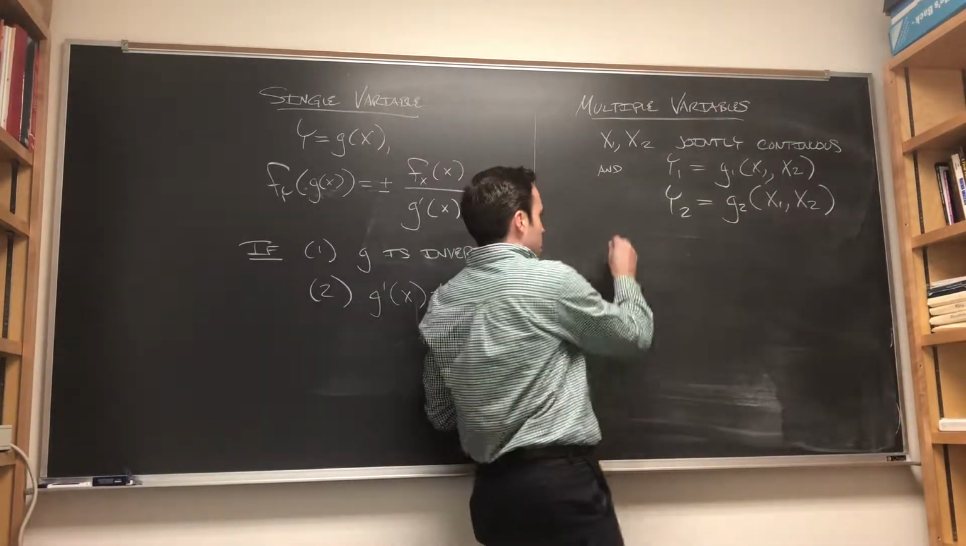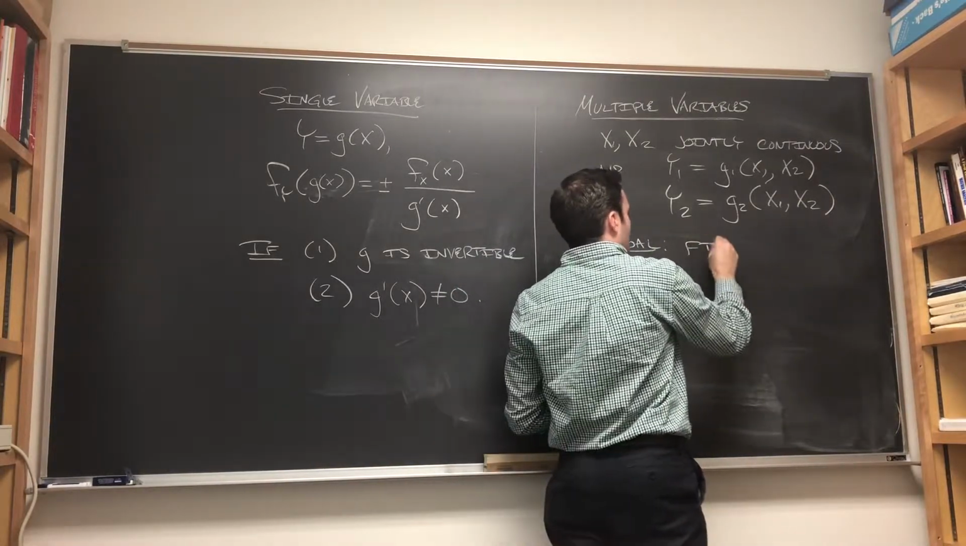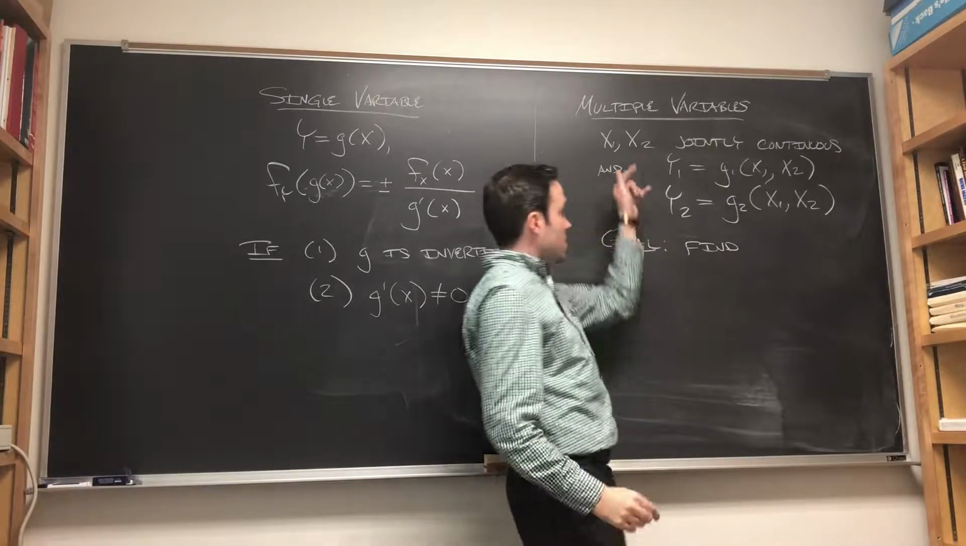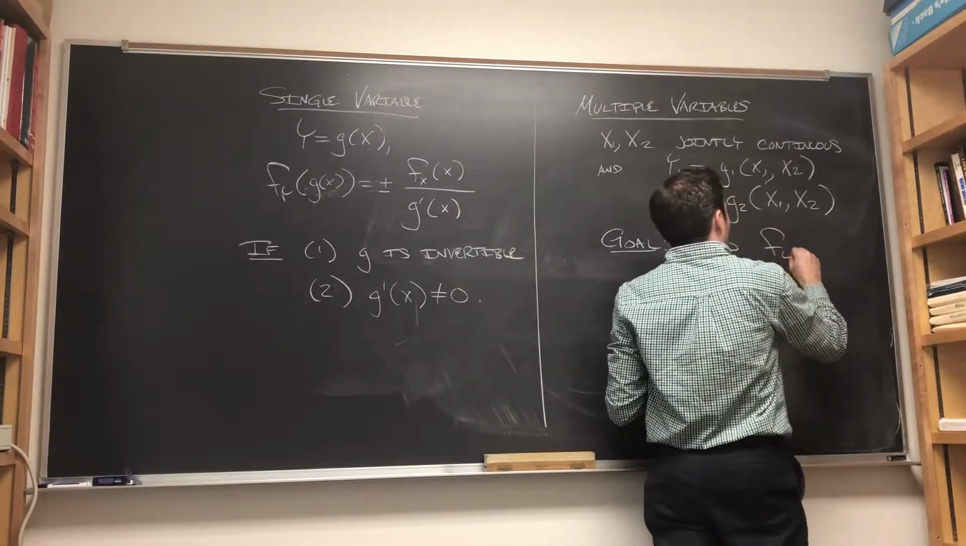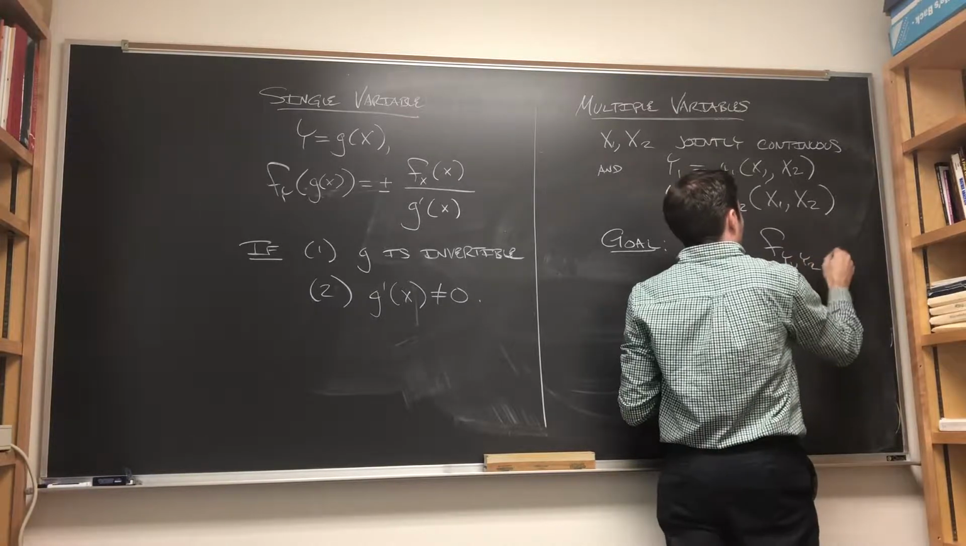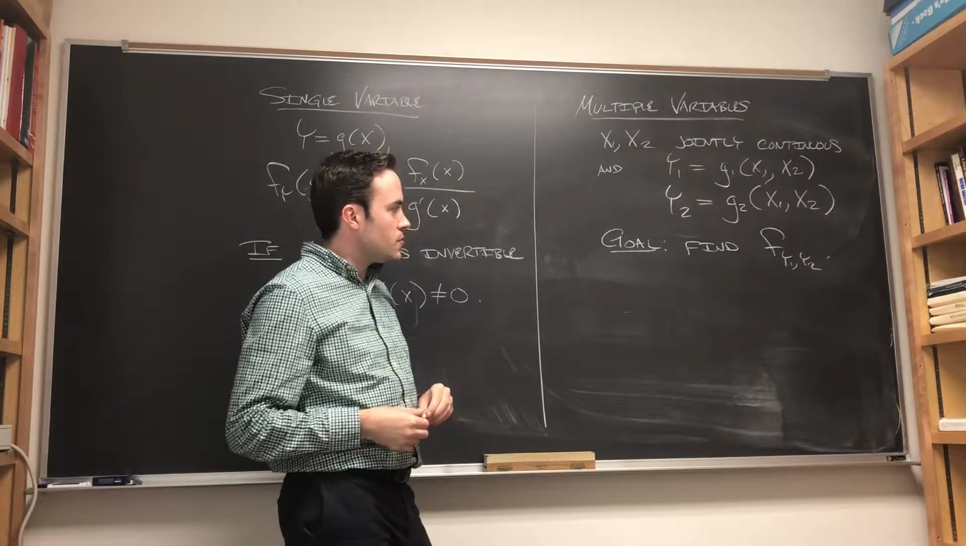And the goal here is to find the joint PDF for y1 and y2, which we're going to call lowercase f sub y1, y2.